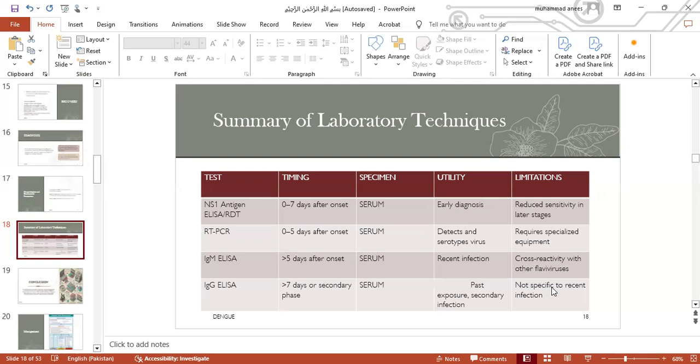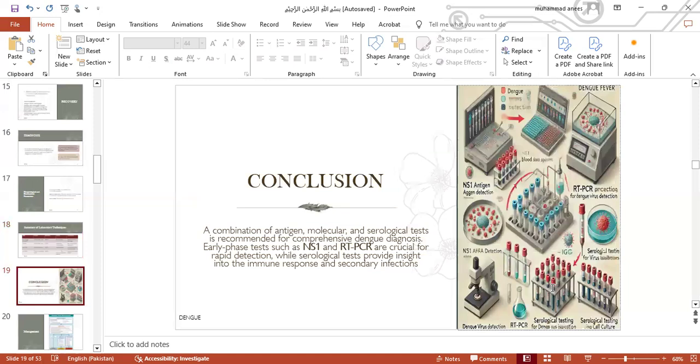Next, moving on to IgG ELISA, it is positive after 7 days of secondary infection. It can be tested on serum, and it is mostly because of past exposure or a secondary infection, but it is not specific to a recent infection. Conclusion: a combination of antigen, molecular, and serological tests is recommended for a comprehensive dengue diagnosis. Early phase tests such as NS1 and RT-PCR are crucial for rapid detection, while serological tests provide an insight into the immune response and secondary infection.